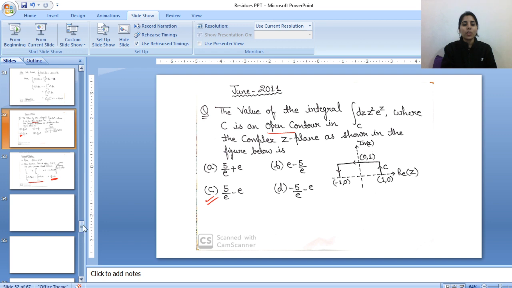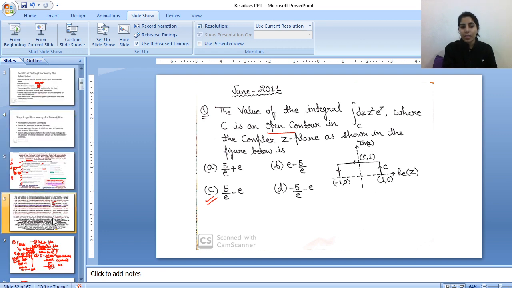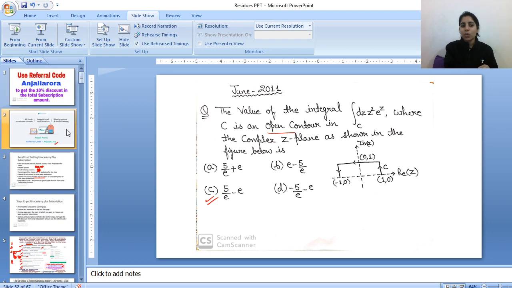Now, I hope that you are getting the confidence about the contour integration topic and you know most of the things about it. So, it is a very important topic for both the NET and GATE exams.